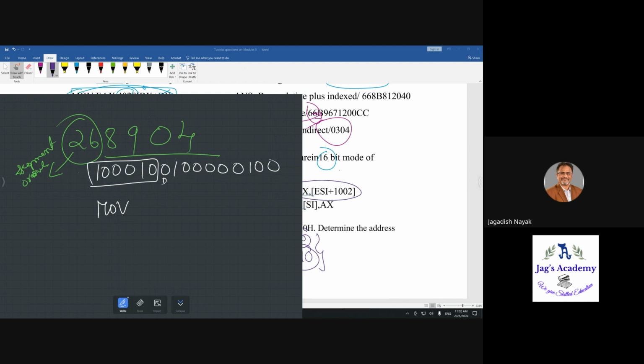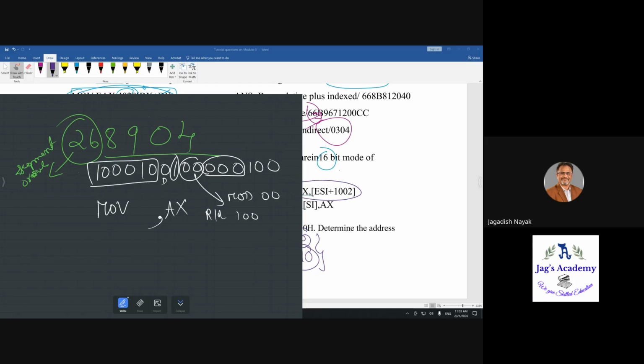Okay. Which register is that? It is 0 0 0. It is AX register. Your source is the register, right? Now, what is W bit? W bit is 1. That's why we have put AX there. Then mode bits are 0 0, and R/M is going to be 1 0 0.